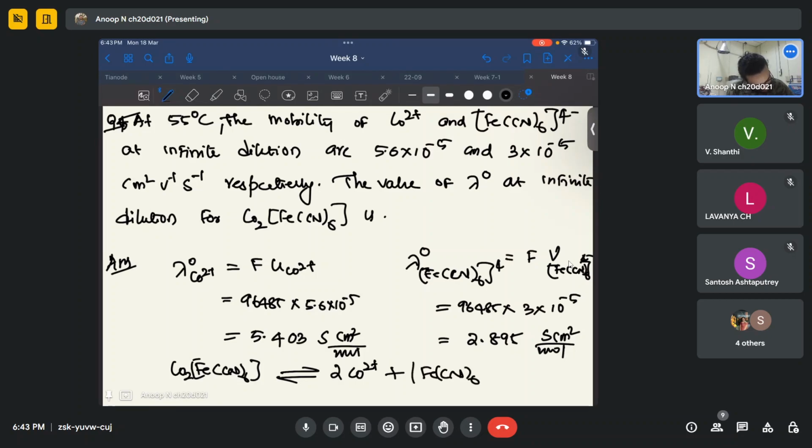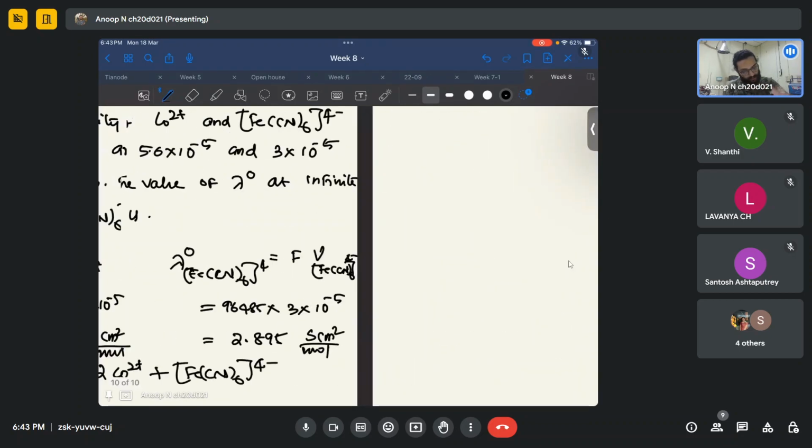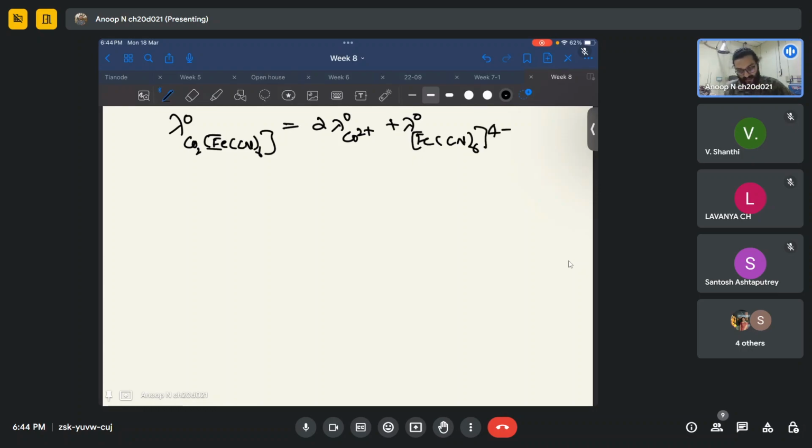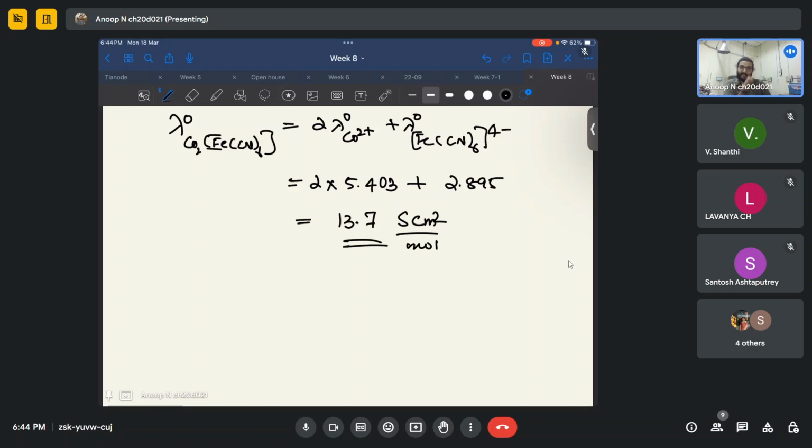As we have already seen how it dissociates, Co2 Fe(CN)6 gives 2 Co2 plus and Fe(CN)6 4 minus. So as we already wrote, we can write lambda 0 Co2 Fe(CN)6 is equal to 2 lambda 0 Co2 plus lambda 0 Fe(CN)6 4 minus complex, which is equal to 2 into 5.403 plus 2.895, which is equal to 13.7 Siemens centimeter square per mole. This is the answer I am getting for this question. So now we can continue. Yeah, Santosh.